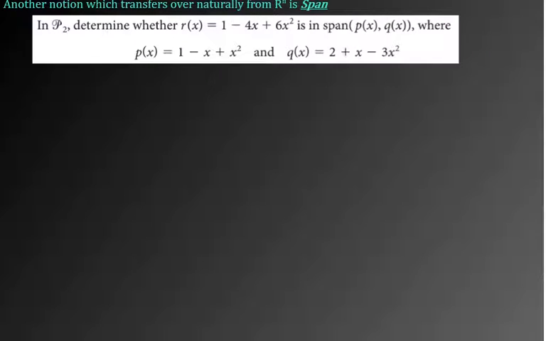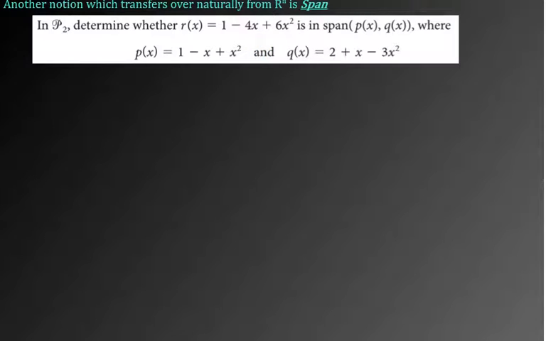All right, one last thing that I want to talk about here is that span carries over really nicely from all the stuff we did in Rn to any abstract vector space that we want to talk about. So we can talk about the span of polynomials, which is totally okay to do. So this is some polynomial in P2, right? And the question is, is it in the span of these two polynomials?